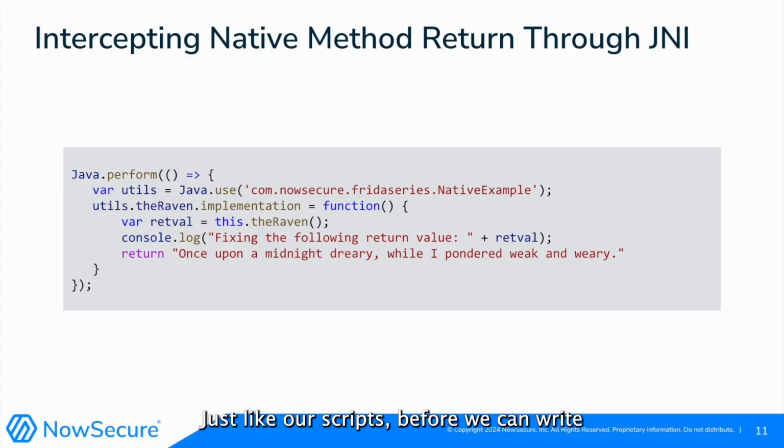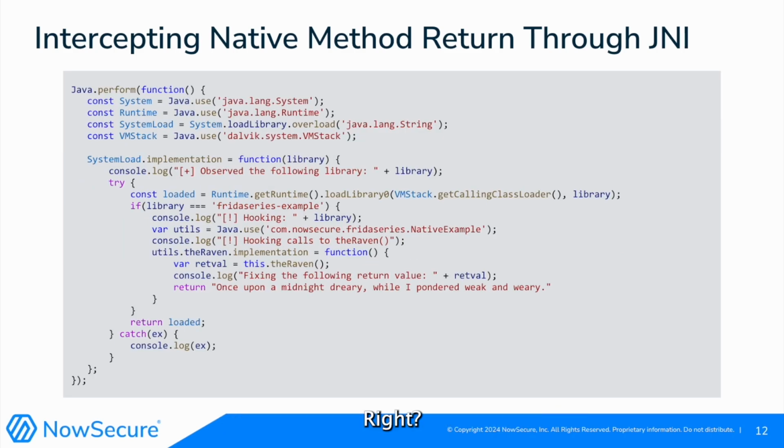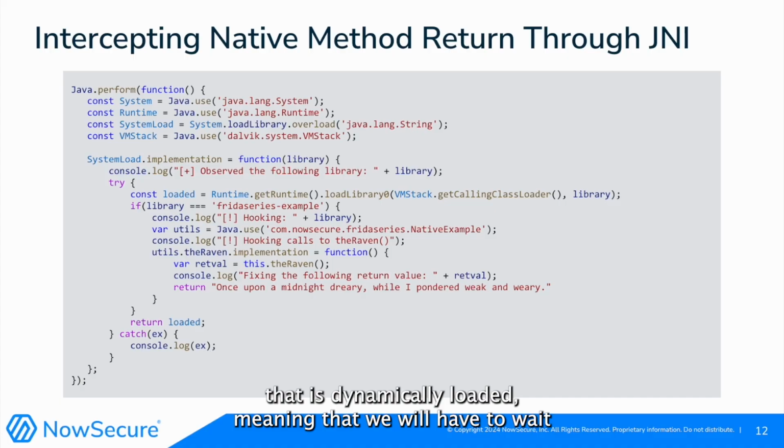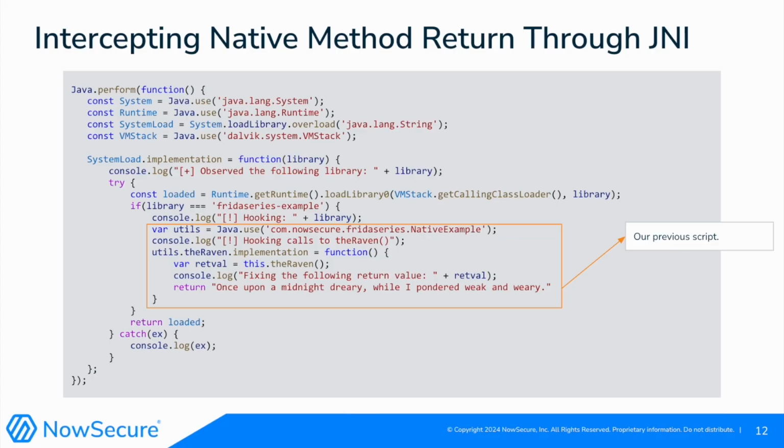Just like our scripts before, we can write a simple script to intercept that return value and change it. Right? Well, yes and no. Remember that all of our scripts up to this point run as soon as the Java VM is available. However, in this case, we are attempting to hook a function that is dynamically loaded, meaning that we will have to wait until the system loads our library before we can hook it.